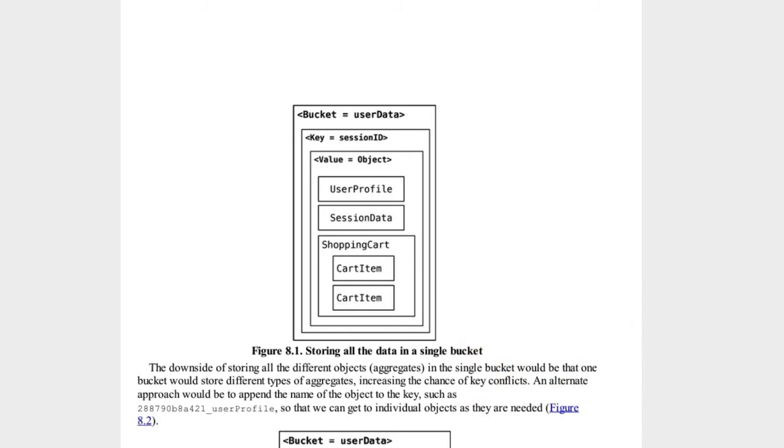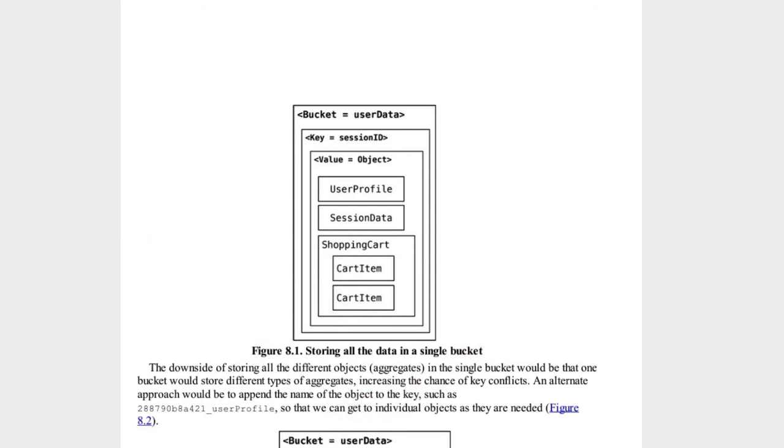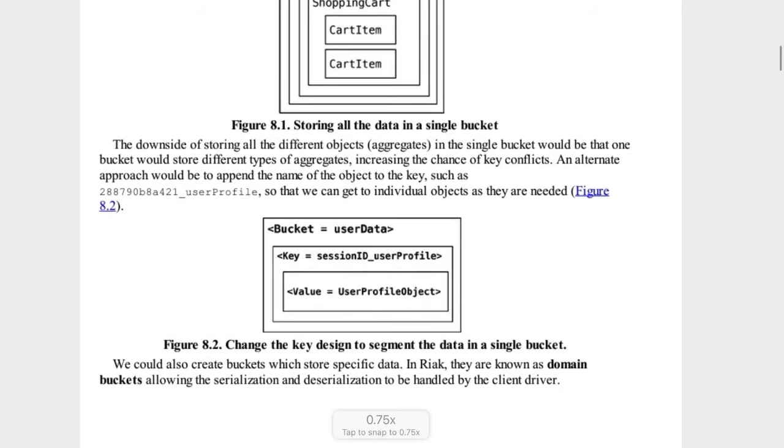right? And along with that, if I am updating one piece of data, if I am updating the shopping cart, then the entire bucket has to be updated, right? The entire bucket has to be rewritten, so it will again lead to inefficiency. To overcome this, we had the second method, that is improved key design for segmentation of segmented data in a single bucket.